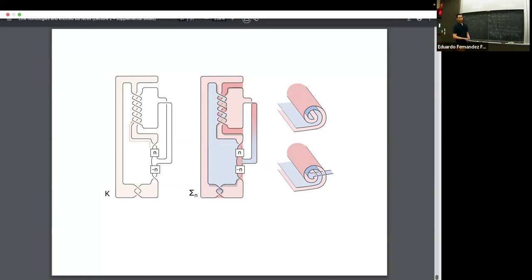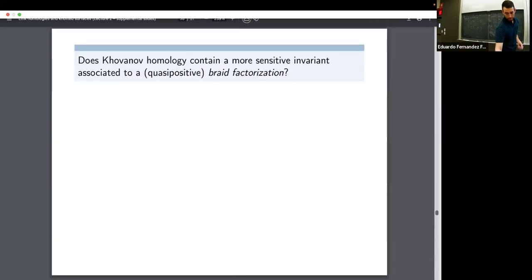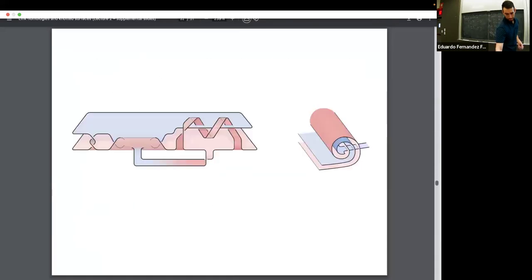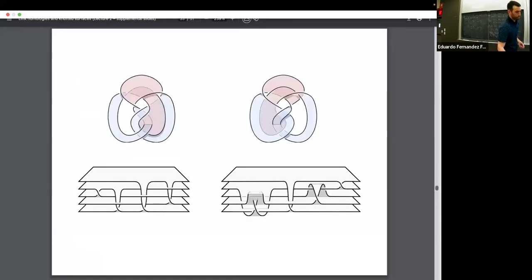So before I move away from the slides, let's spend a moment more talking about braided surfaces, quasi-positive braided surfaces in particular.